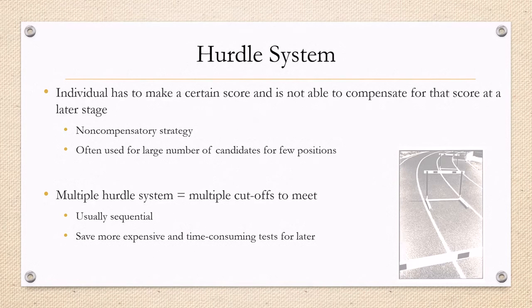So when we create a hurdle system, an individual has to make a certain score and is not able to compensate for that with scores on something else at a later stage. So this is what we call a non-compensatory strategy. It's often used when there are a large number of candidates for very few positions. Say for graduate school, when a graduate school institutes a hurdle of having a minimum GRE score.